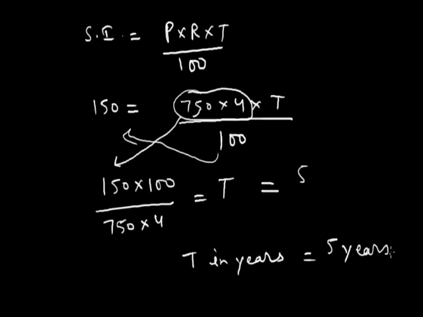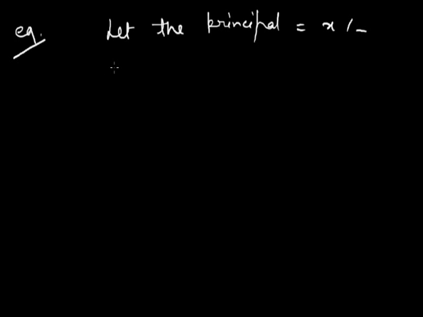So a principal of rupees 750 will amount to rupees 900 in 5 years with a rate of interest of 4% per annum. Let us see one more example. A sum of money doubles itself in 8 years. What is the rate of interest? Let us assume the principal is equal to X rupees.